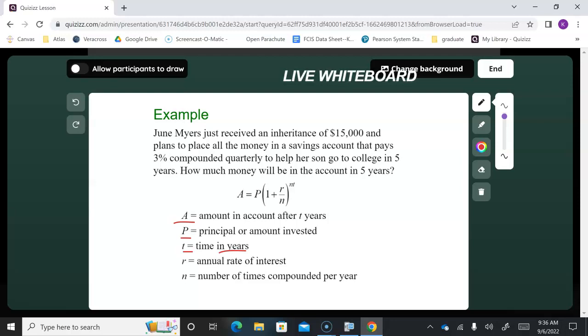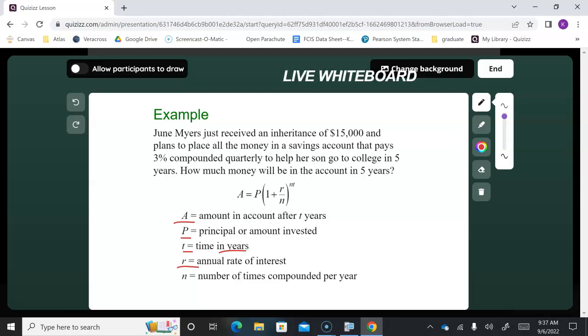104 weeks. 2 years. Semi-annually. Twice a year. Monthly. Oh, I'm thinking about compounding now. Never mind. 12 months, 1 year. All right?